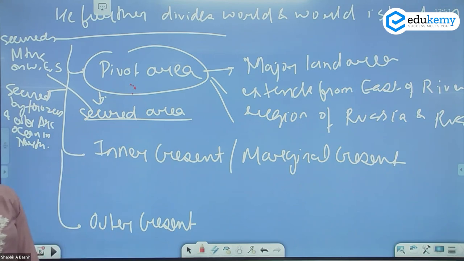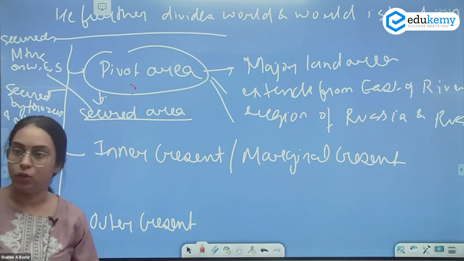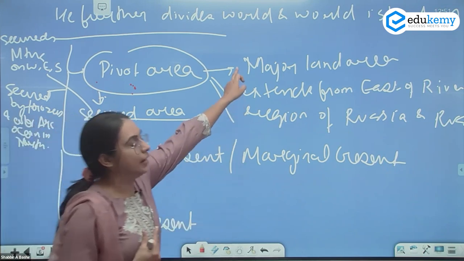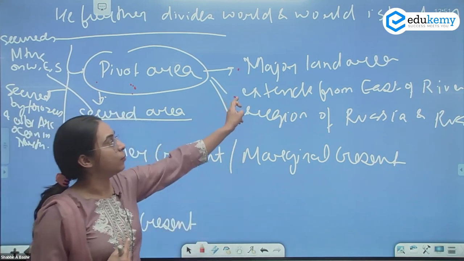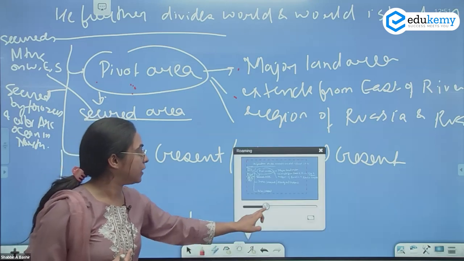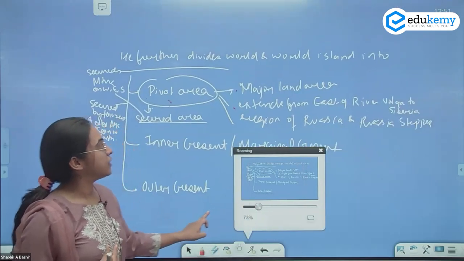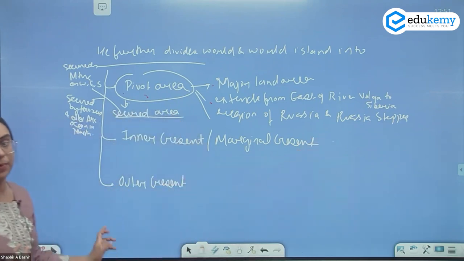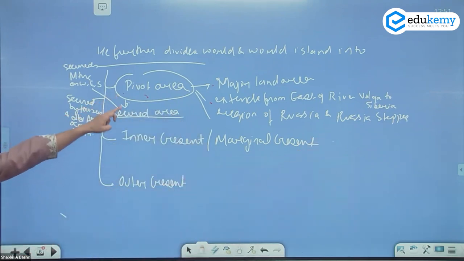So he is dividing the world and the world island, with the pivot area being a major land area extending from the river Volga to the Siberian region. It is the region of Russia. This pivot area is a secured area. It is secured by the mountains on the west, east and south, and by the Arctic Ocean in the north.